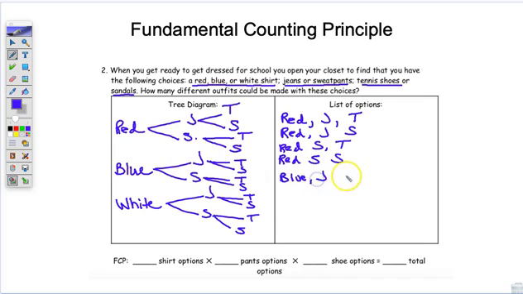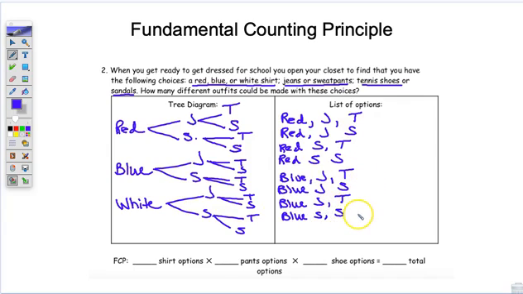I could pair it with jeans and tennis shoes, or I could choose the jeans and sandals. Maybe I want to wear sweatpants instead. So I got blue t-shirt, sweatpants, and tennis shoes, or blue t-shirt, sweatpants, and sandals.